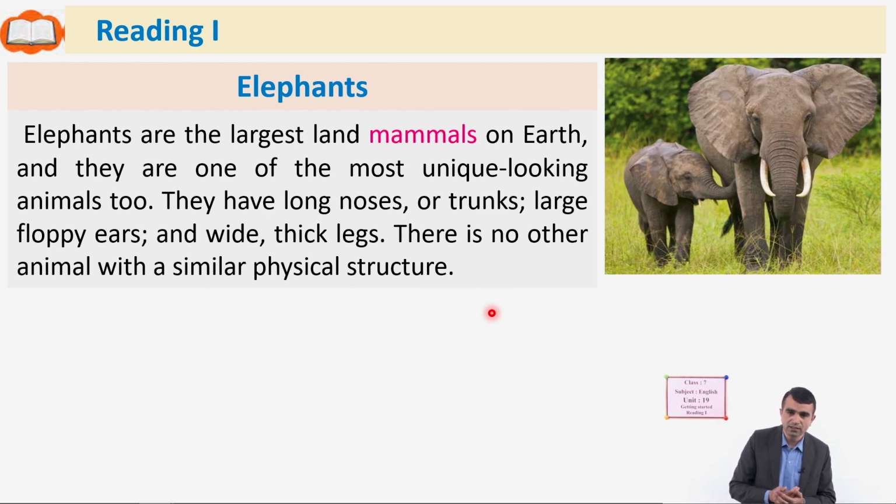Good. Now, I'll just read, you follow me. You can point to the line in your book and then read along with me. Elephants are the largest land mammals on earth. Land mammals. What does mammals mean?